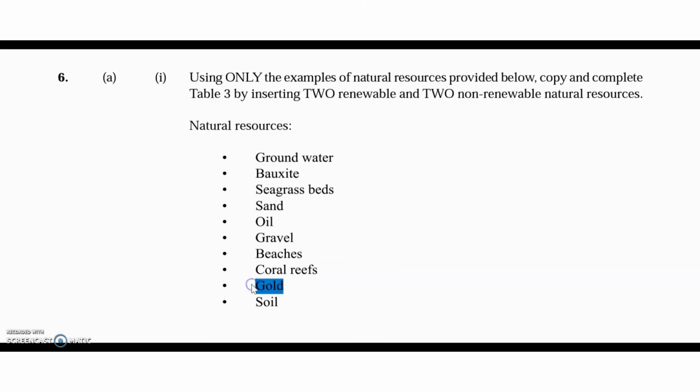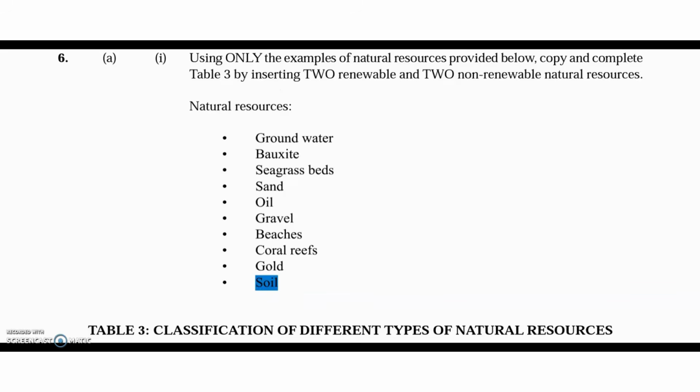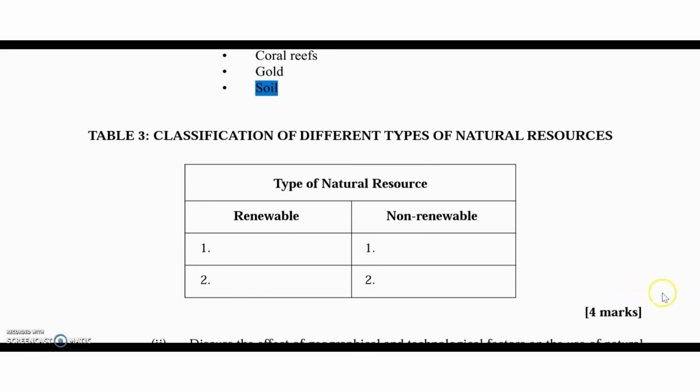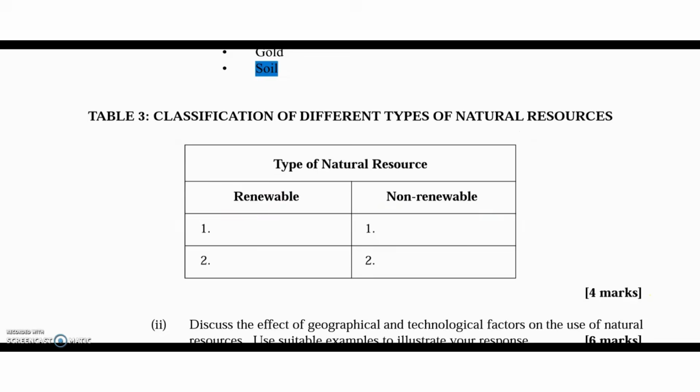Gold is said to be non-renewable because once it is exploited and extracted in very large quantities, it will take a significant period of time for it to be replenished. Soils are said to be renewable because we can employ management strategies as well. All right, so I hope this was understandable. So the first part of this particular question, we categorized renewable and non-renewable resources, all of them based upon the list that we had there.